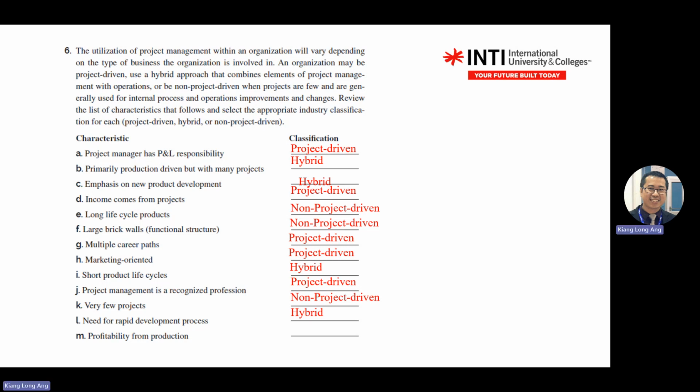Okay, is it correct? I think I read the wrong answer. Few projects should be non-project. Need rapid is hybrid. Profitability from production, of course, this one you know is production manufacturing, so it's a non-project. Okay, you try to imagine the size of the factory, right?